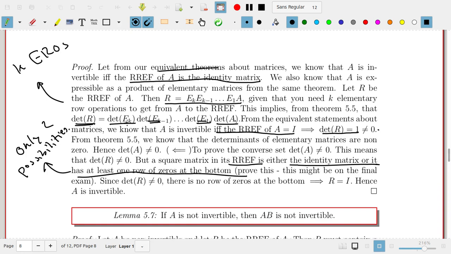Try to prove this because this might be on the final exam. Since determinant of R is not equal to 0, there is no row of zeros at the bottom. So which means that R must be equal to the identity matrix. Hence, since R is equal to the identity matrix, by the equivalence statements of our theorems, we know that A is invertible. So we've proven this both ways.